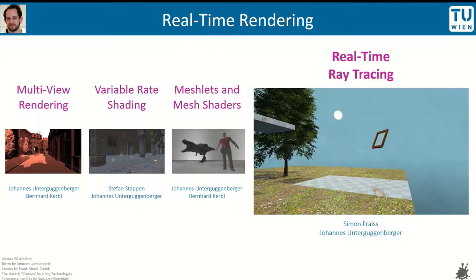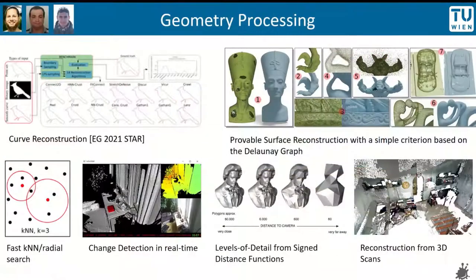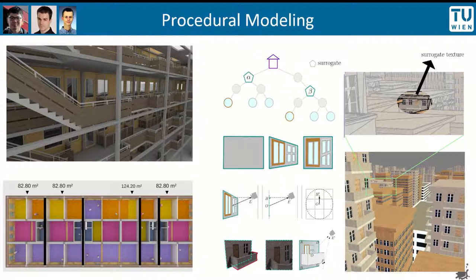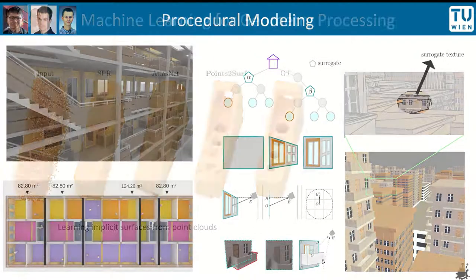Besides rendering, the second pillar of our research is modeling, for example geometry processing, where we cover many topics including surface reconstruction from noisy points and 3D scans, change detection in real-time, and rendering of representations of scanned data in real-time. We also have a long tradition in procedural modeling, where we are currently working on city-scale procedural generation, floor plan optimization, and creating procedural surrogates for detailed geometry.